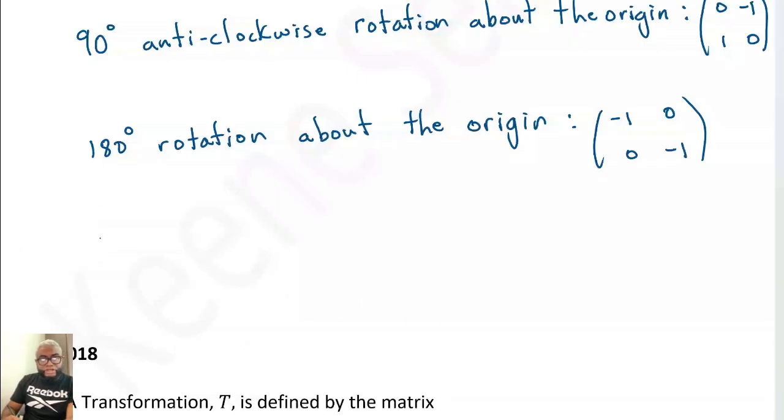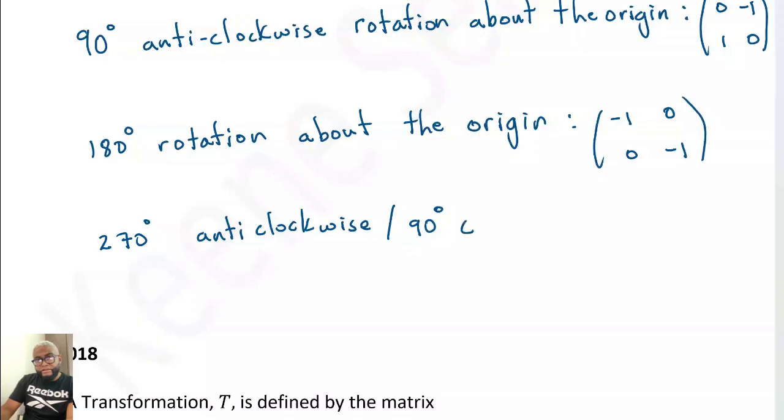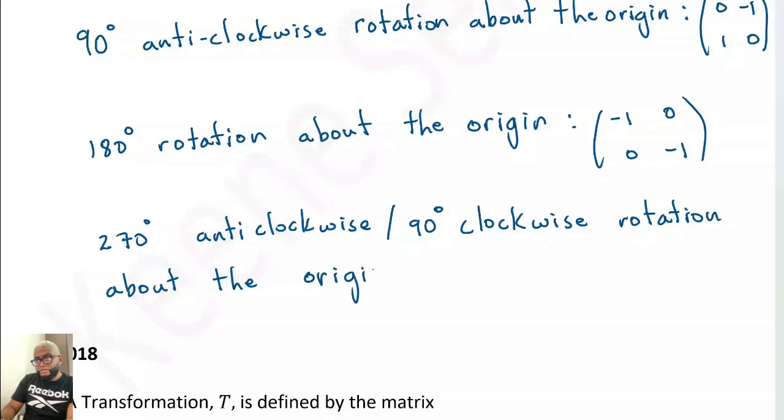And then we have a 270-degree anti-clockwise, which is like a 90-degree clockwise rotation about the origin, and this will be equal to, hold on, this will be 0, 1, -1, 0.